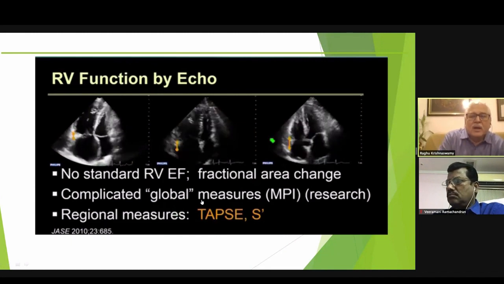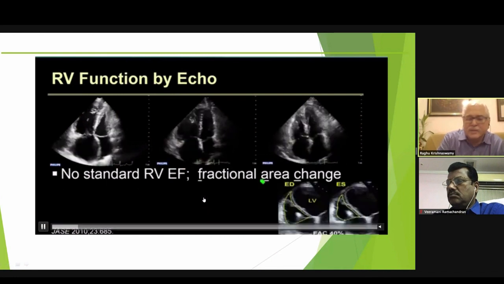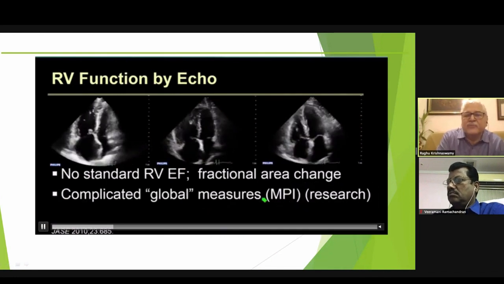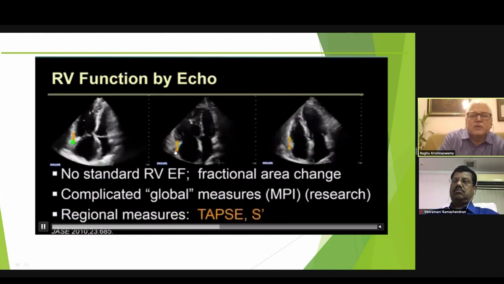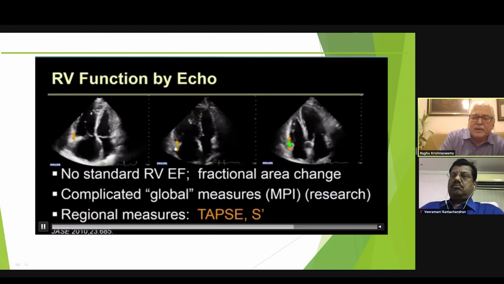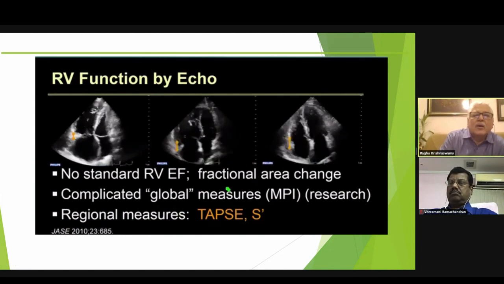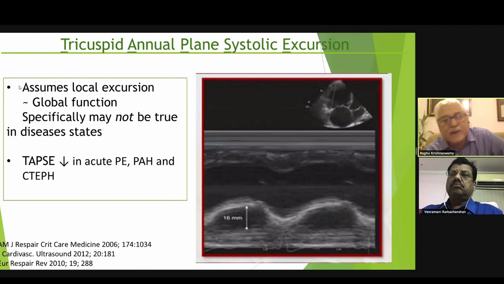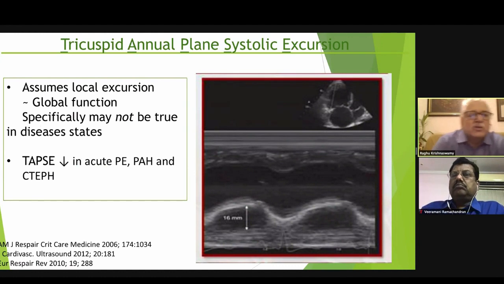So the other thing that is very useful is what is called the TAPS S or the TAPS B, which is the systolic tissue velocity of the right ventricular free wall. And I'll come to that later. Also, the more easily and more often done, more extensively investigated, is the tricuspid annular plane systolic excursion, TAPSE, which measures, in M mode rather than in tissue Doppler, the excursion of the tricuspid annulus. The problem with this is it assumes that though it's a local excursion, it reflects the global function. Specifically, it may not be true in all the disease states.